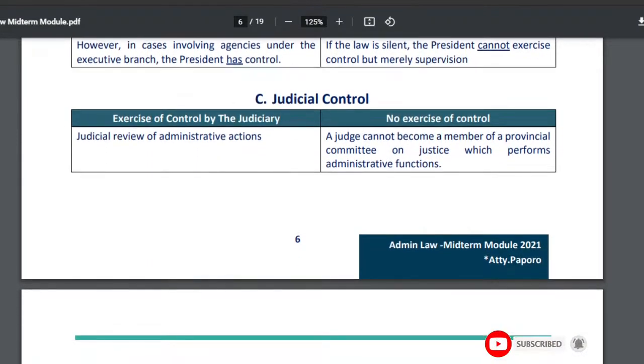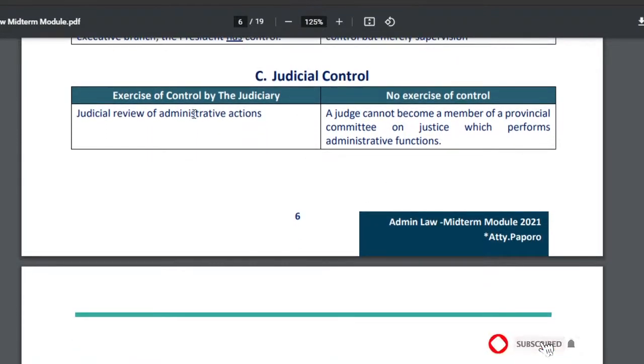Let's proceed to judicial control. Judicial control is control by the judiciary, that is, judicial review of administrative actions. They can review administrative actions, but you have to exhaust all remedies, all legal remedies, before you can actually file the case before the judiciary.